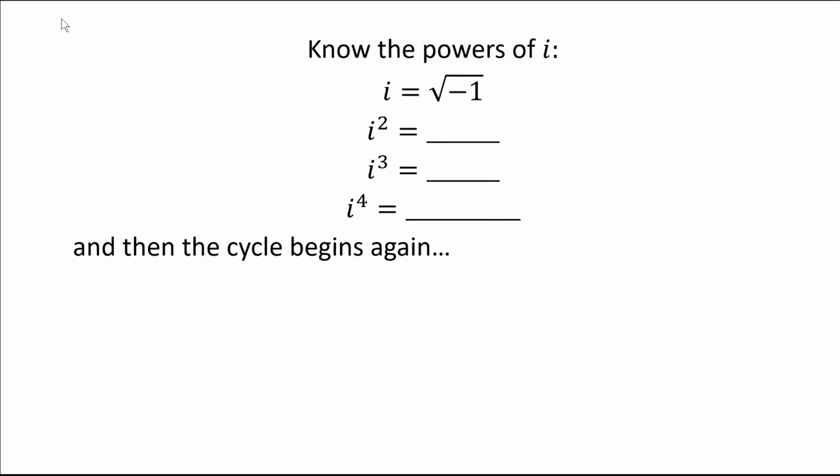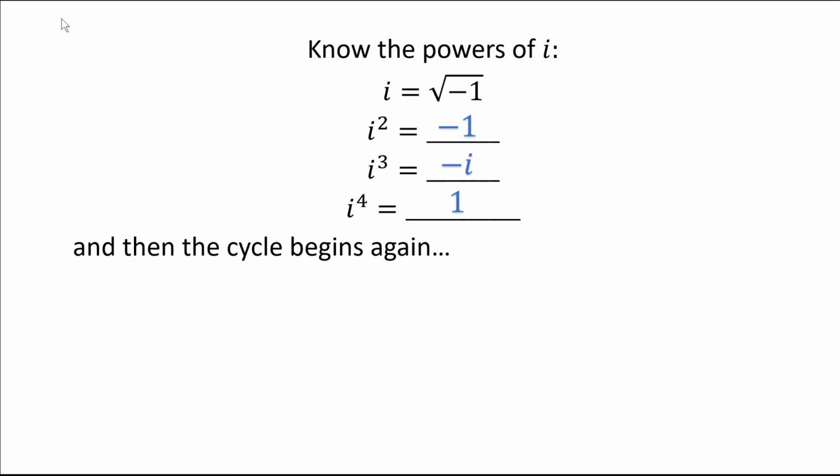Okay, so you want to make sure you know the powers of i. i is the square root of negative 1. So when you square it, you get negative 1. That's what square root means. Then i cubed is just going to be negative 1 times i, so negative i. i to the fourth is going to be negative i times i, so negative i squared, so the opposite of negative 1, which is positive 1.